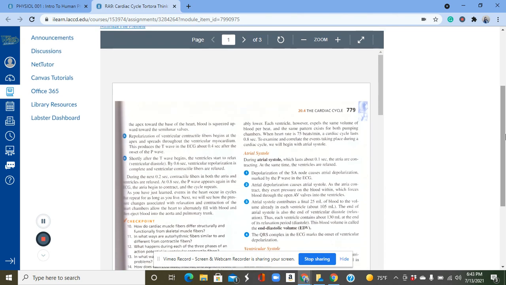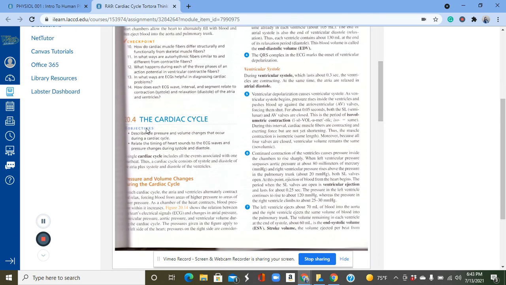So I will begin in cardiac cycles right here at 20.4. Objectives: describe the pressure and volume changes that occur during a cardiac cycle. Relate the timing of the heart sounds to the ECG waves and pressure changes during the systole and diastole. A single cardiac cycle includes all the events associated with one heartbeat. Thus, a cardiac cycle consists of a systole and a diastole of the atria plus systole and diastole of the ventricles.